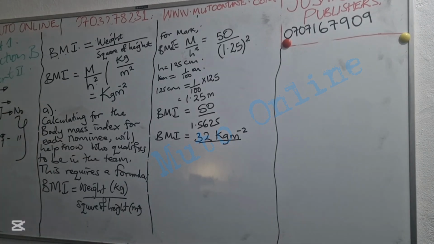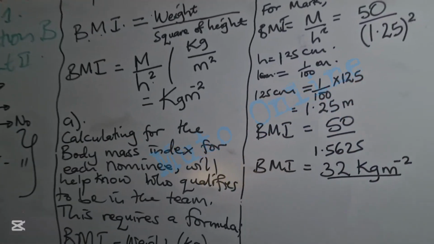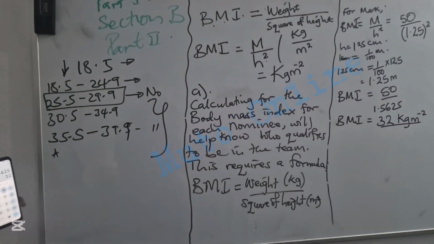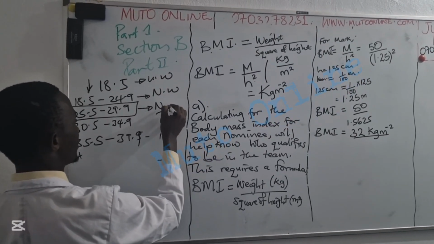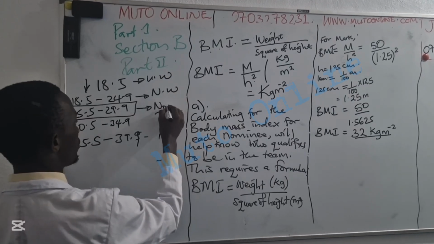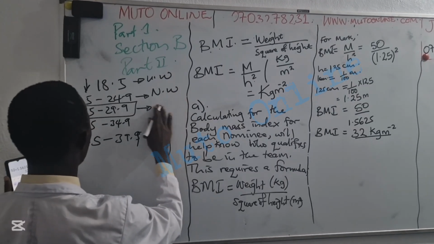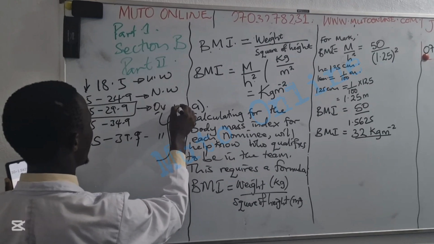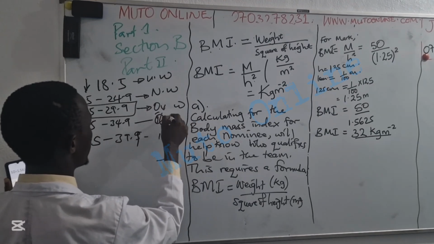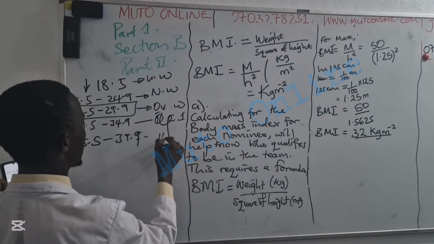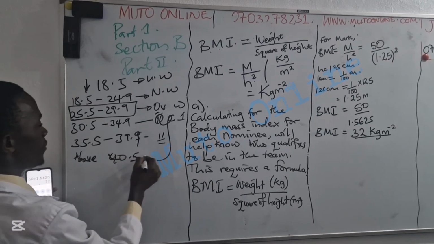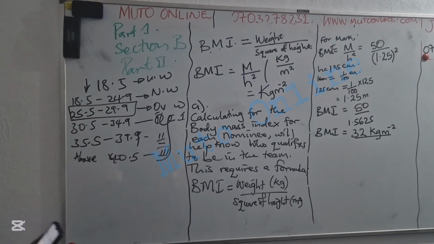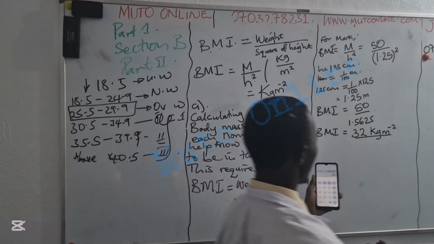When you go to the BMI chart they gave us, you can now classify this someone, this Mark. Is Mark obese? We remember the other chart. We see this is underweight, this is normal weight, this is overweight, this was obese class 1, this was obese class 2, and above 40.5 was obese class 3. We remember that. So is Mark qualifying?